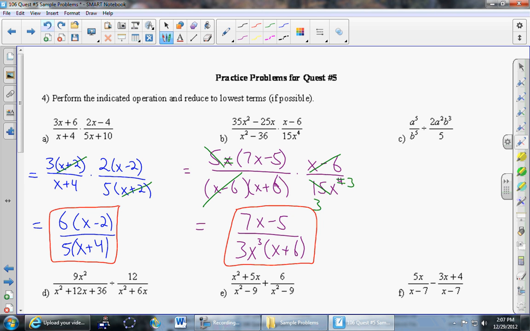Okay, part C, a to the 5th over b to the 5th divided by 2a squared b cubed over 5. So the basic idea here was nothing to factor, but also we want to change division into multiplication. So we keep, change, flip. Keep the first, change division to multiplication. Keep, change, and then flip the second.